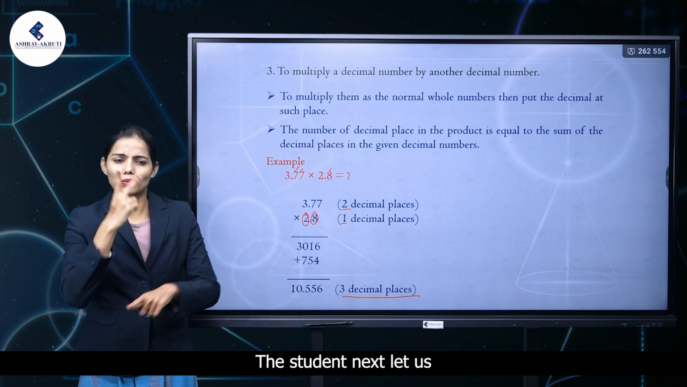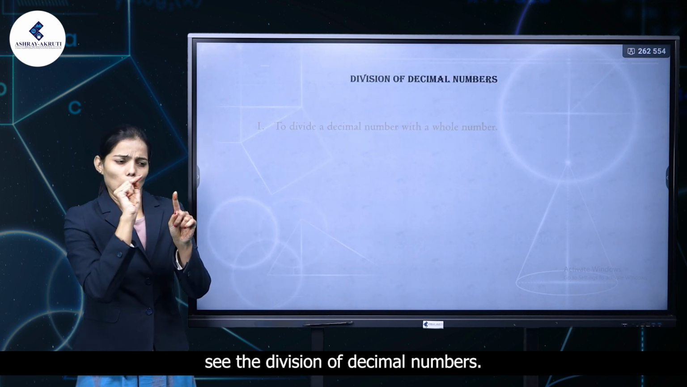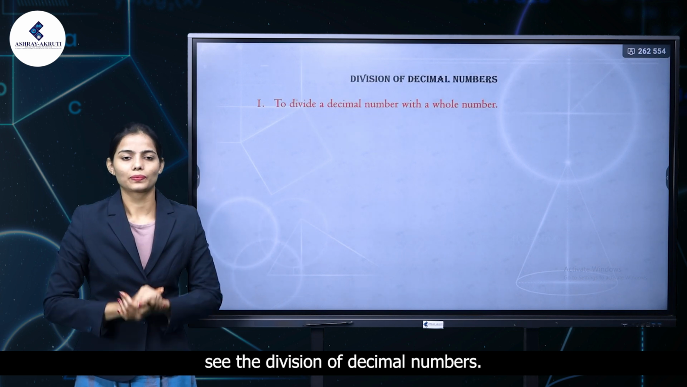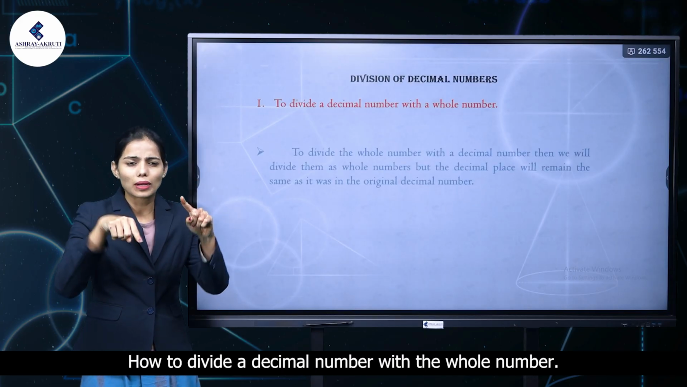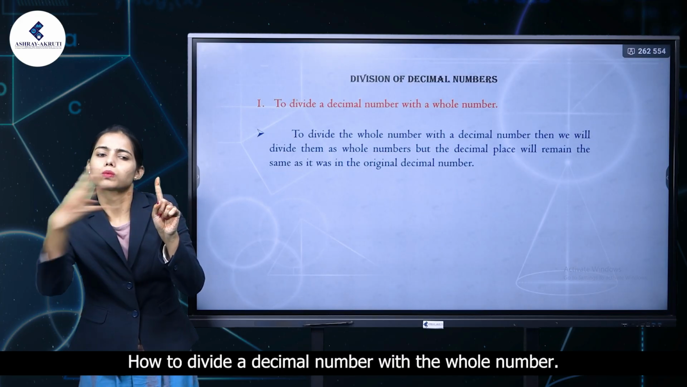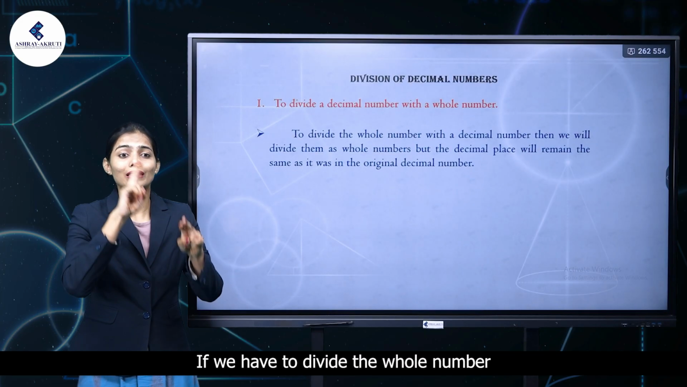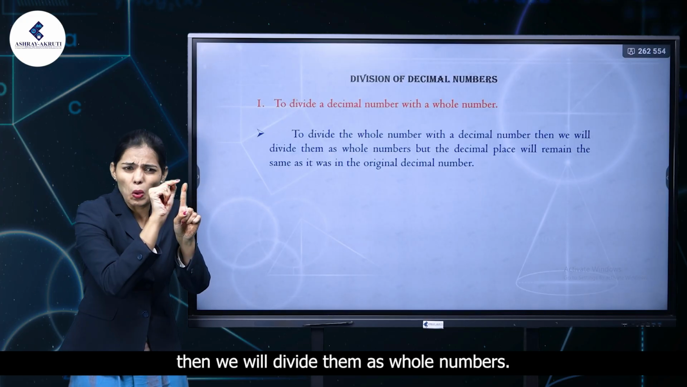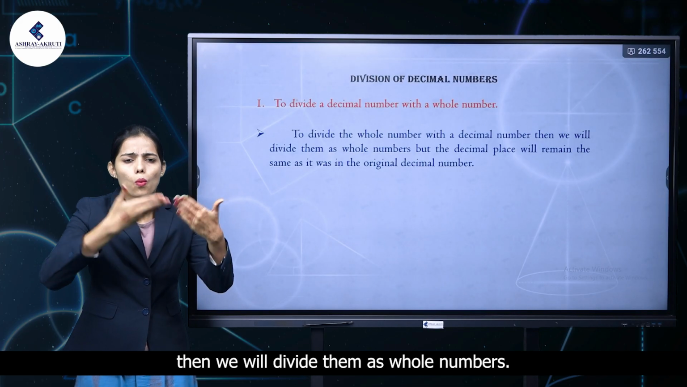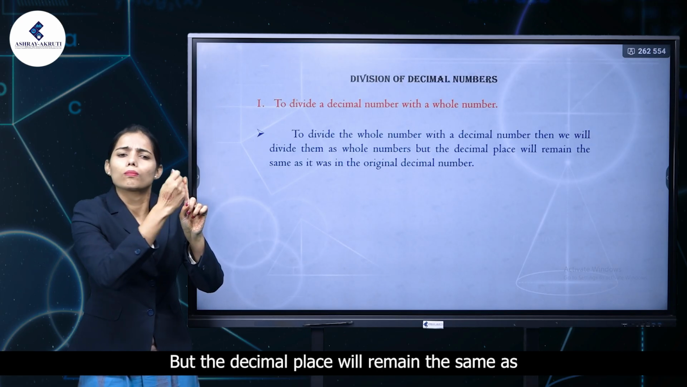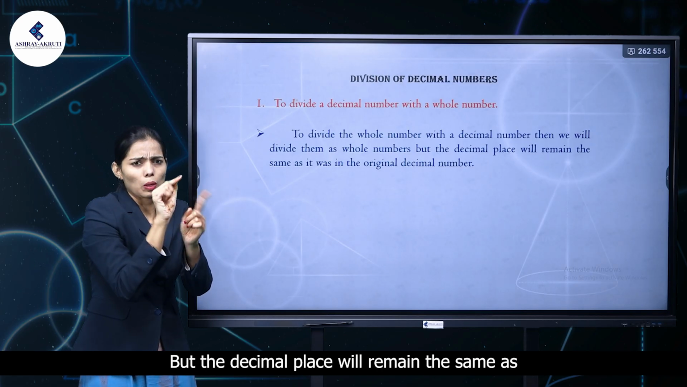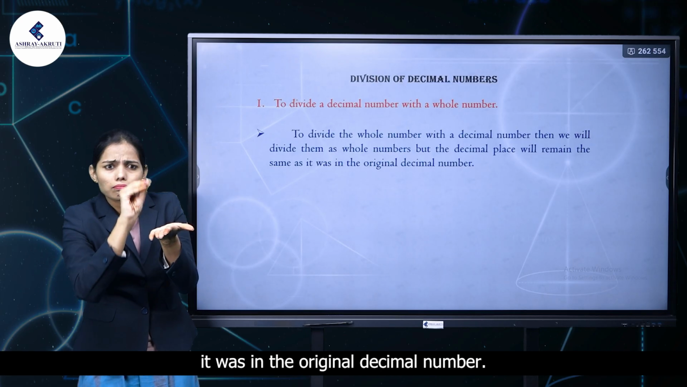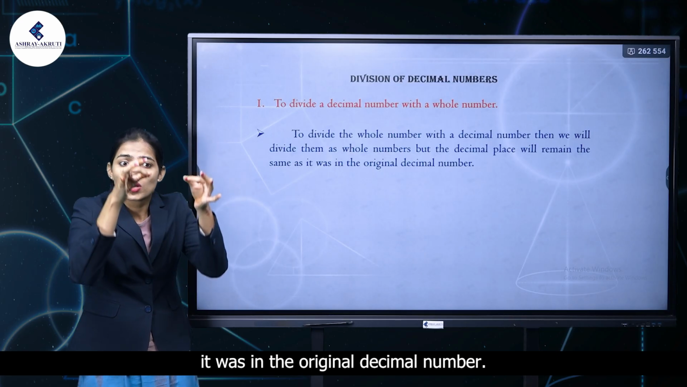Students, next let us see the division of decimal numbers. How to divide a decimal number by a whole number? If we have to divide a decimal number by a whole number, then we will divide them as whole numbers, but the decimal place will remain the same as it was in the original decimal number.